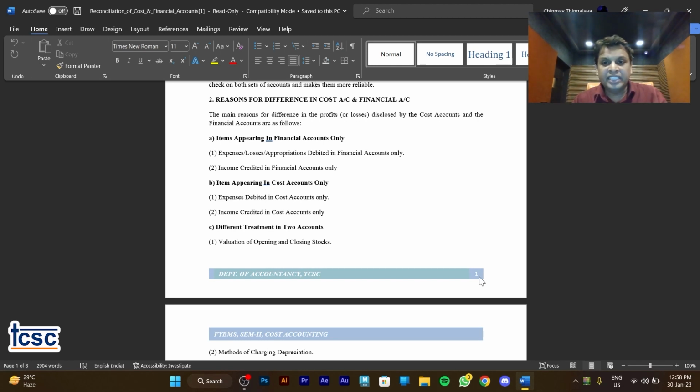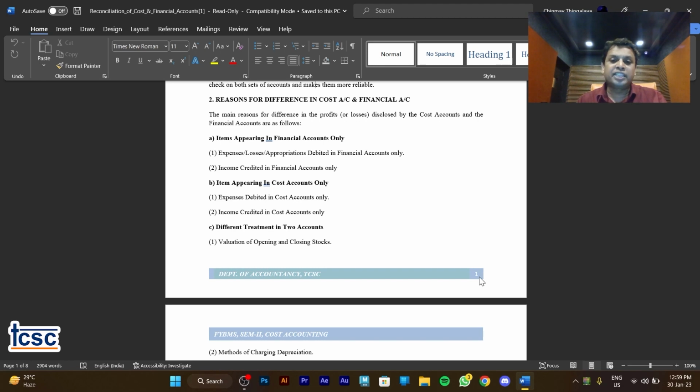But we don't record these items in financial accounting. Means we record notional incomes or notional expenses in the cost sheet, but we don't record them in the finance book, because the finance book is based on historical cost. Expenses which are actually incurred are supposed to be recorded in the financial book. Financial book means profit and loss account. At the same time, in cost accounting, we don't record any historical expenses.